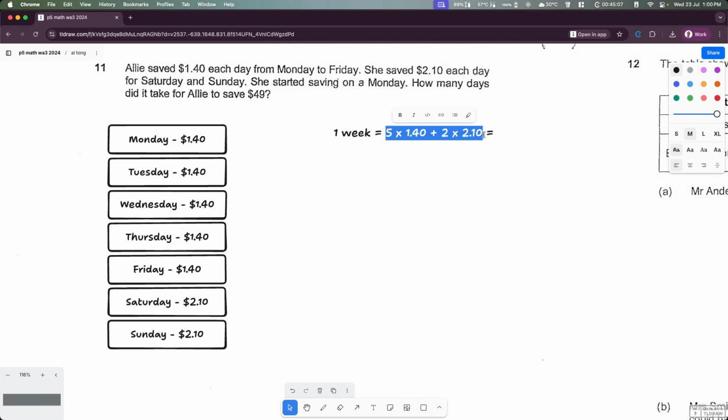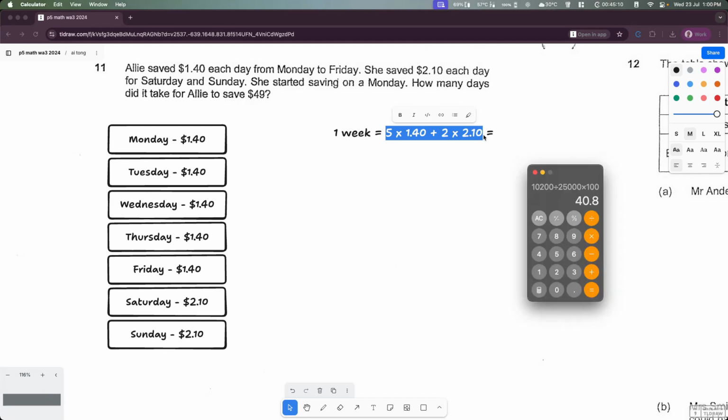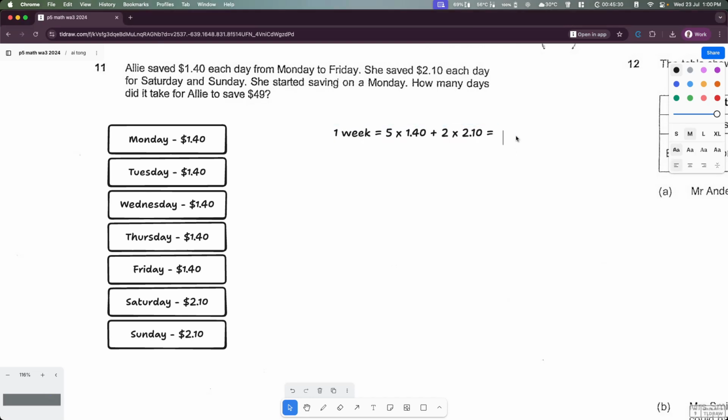Okay, then what we're going to do is use our calculator. The answer is $11.20. But I'm going to show you: 5 times 1.40 plus 2 times 2.10 equals $11.20. Okay, so 11.20. Now she started saving on Monday. How many days in this case did Allie take to save $49?